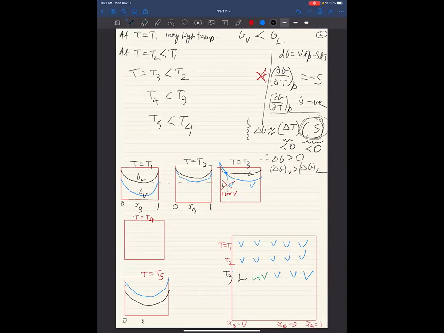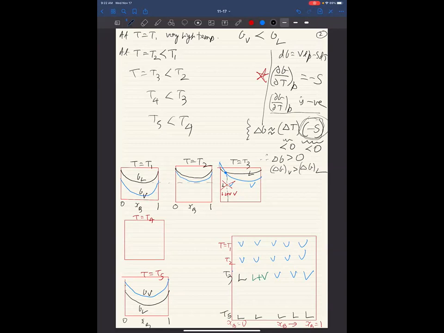So at any composition from 0 to 1, in this case, G liquid is always lower than G vapor, which makes sense, right? If you cool a vapor a lot, it will become purely liquid. So at very, very low temperatures, what we are going to get is only liquid all through. So this is T5.